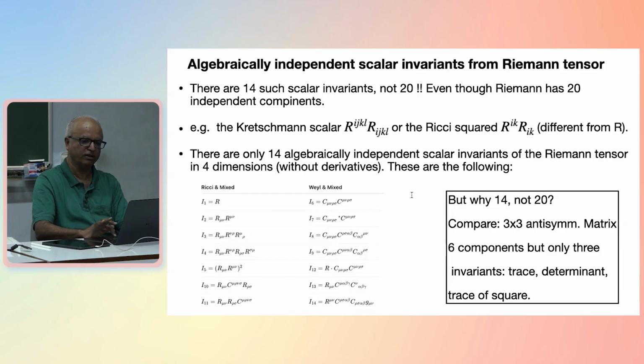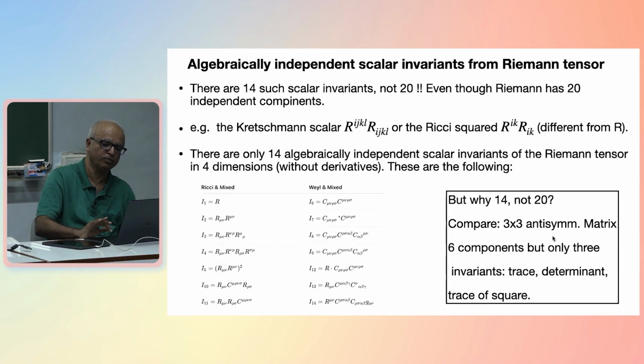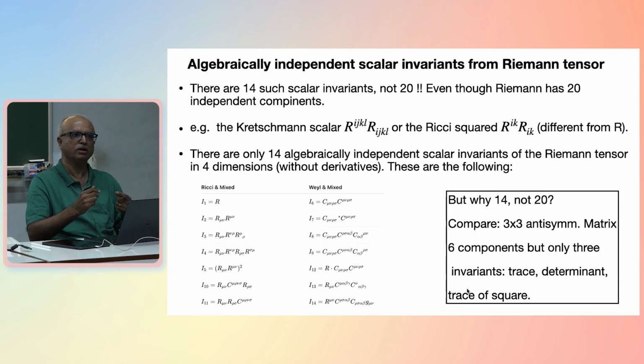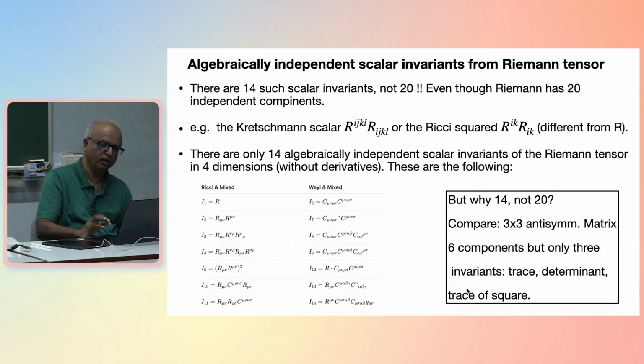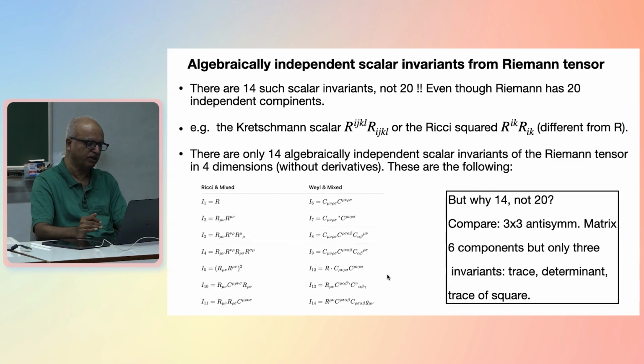I think I have to answer your question better. I'll come back with an answer by tomorrow. I have to think. Very good observation. One example is this: suppose you have a 3 by 3 antisymmetric matrix. There are 6 independent components, but there are only 3 invariants: the trace, the determinant, and the trace of the square. Square the matrix and then take a trace. That is also an invariant, but there are only 3 invariants. So 20 components does not mean 20 invariants.